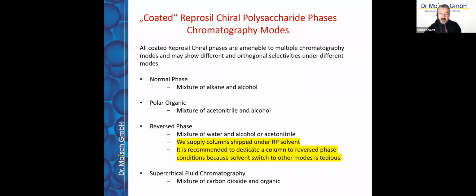We supply columns shipped under reverse phase conditions. So we have different product numbers for those which are shipped in normal phase and reverse phase. And that's because you should dedicate a column to reverse phase conditions, because it's not possible, or at least it's very, very tedious, to switch a column back to normal phase, which has once been used under reverse phase conditions. However, you can switch between the other modes, such as normal phase, polar organic, and SFC. So in SFC, you obviously use carbon dioxide as an eluent, maybe with some organic modifier.